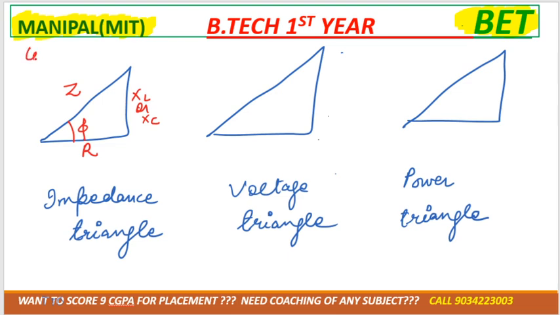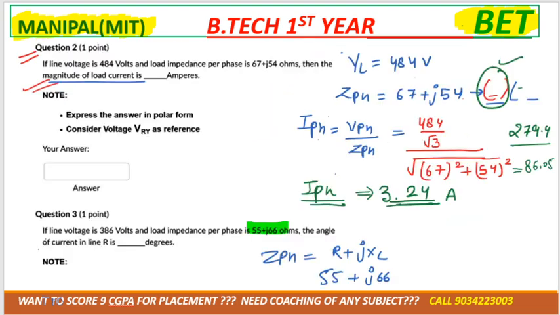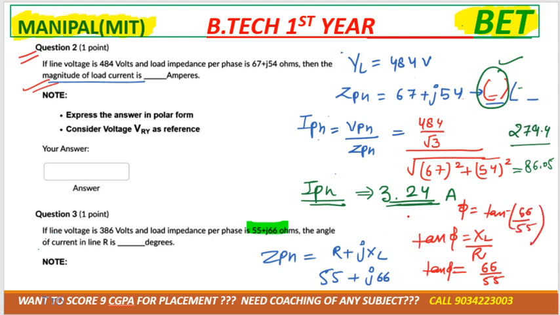So if I calculate, cos phi is how much? R by Z, right? Tan phi is how much? XL by R, correct? So tan phi is XL by R. XL is how much? 66 by 55. That would be the tan phi. So from here we can get the phi value. That would be tan inverse of 66 divided by 55. Whatever the phi value, that is your angle.